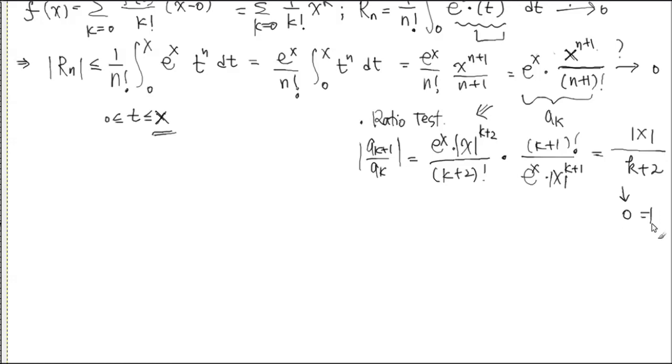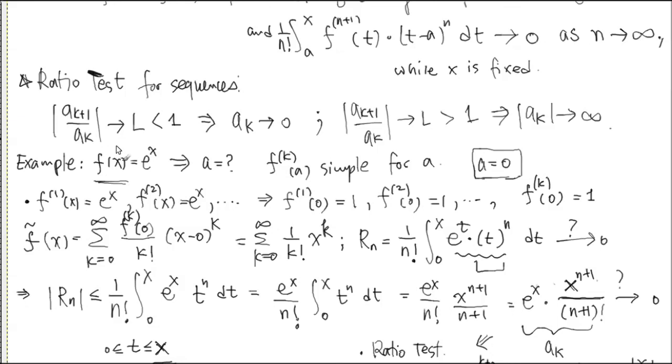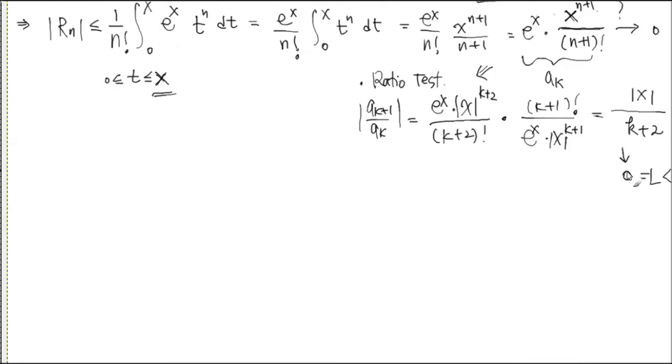This is the L value, and it is less than what? Less than 1. That was the ratio test right there. If the ratio converges to something less than 1, you conclude that the sequence is approaching 0. So you recognize that the point is that the ratio approaches a number that is less than 1. From that ratio test, a_k approaches 0, right? But what was a_k is this one in here.